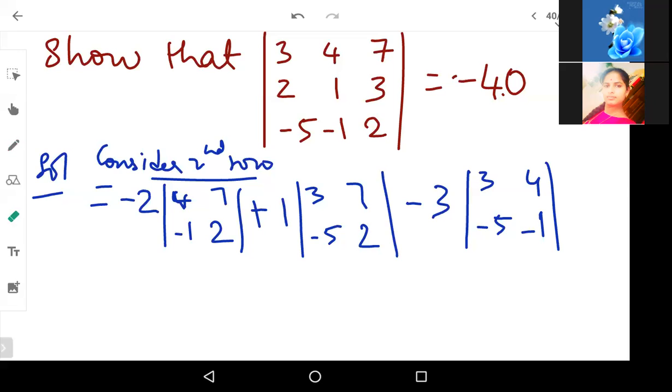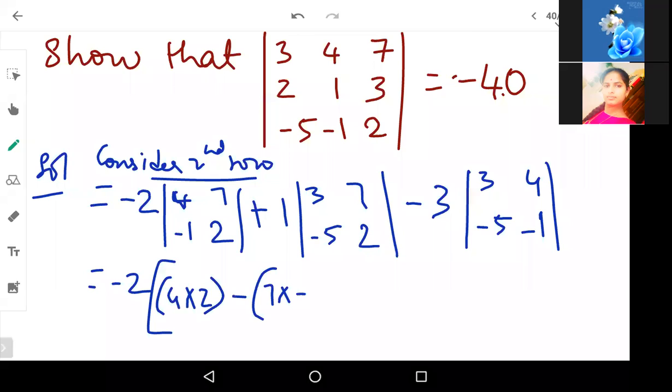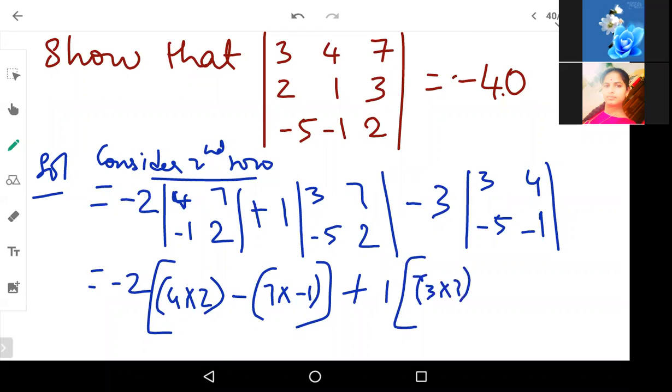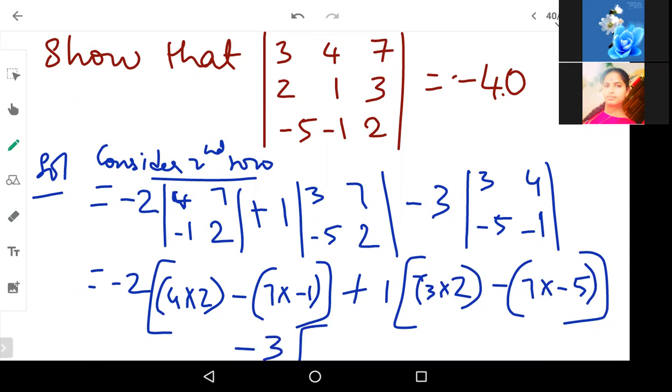Good. Now let us solve this. So minus 2 into cross multiply. 4 into 2 minus 7 into minus 1, plus 1 into 3 into 2 minus 7 into minus 5. Then finally minus 3 into 3 into minus 1 minus minus 5 into 4.